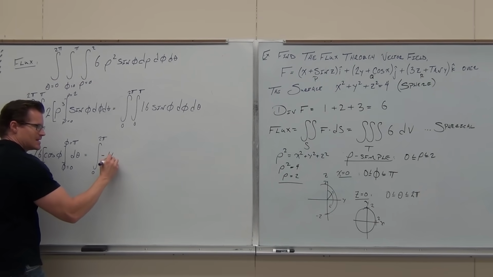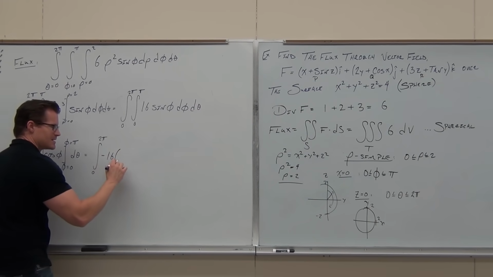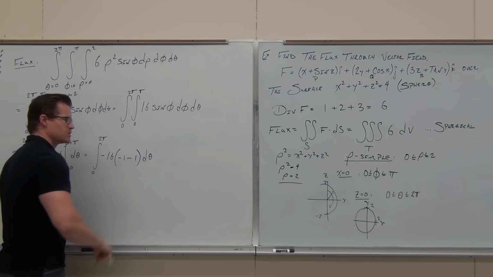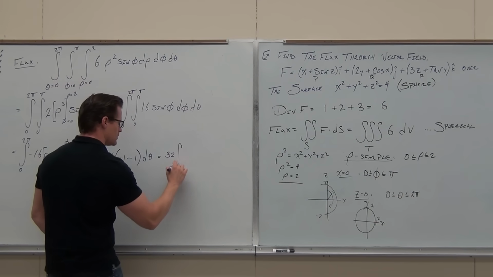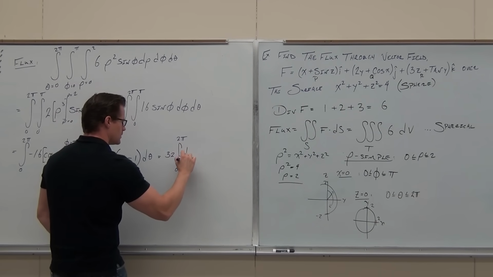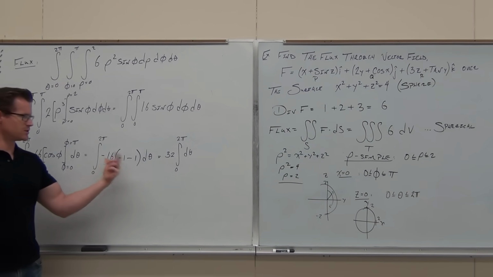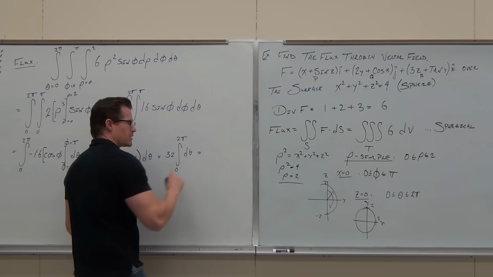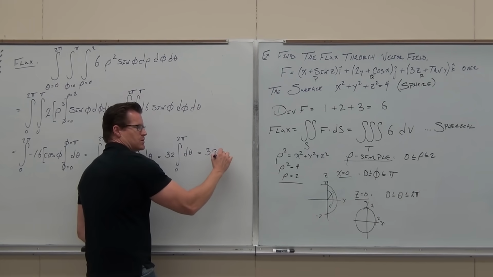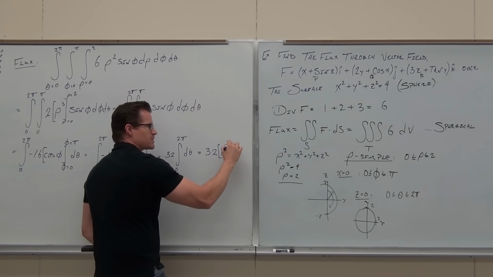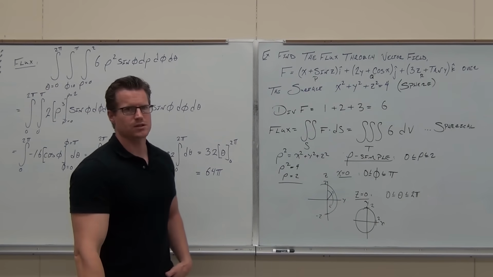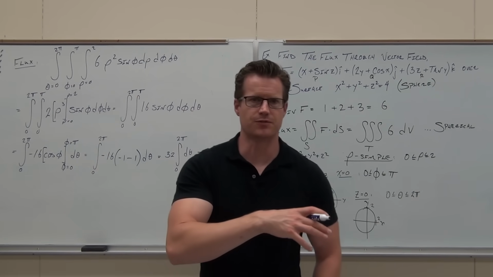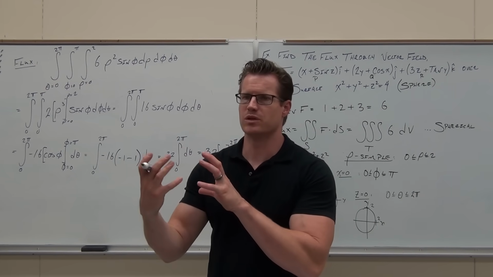So I got the negative 16. I've got cosine of pi is negative 1 minus cosine of 0 is 1. If we don't let our sign screw us up, that's 32. Negative 2, 16, 32. That means we're going to get 32 theta, and we're just going to evaluate that from 0 to 2 pi. How much is our final answer? 64 pi. The flux across the ball of that vector field is 64 pi cubic units per unit of time.